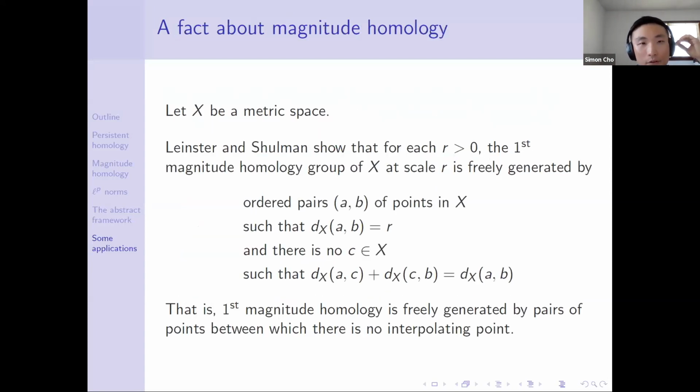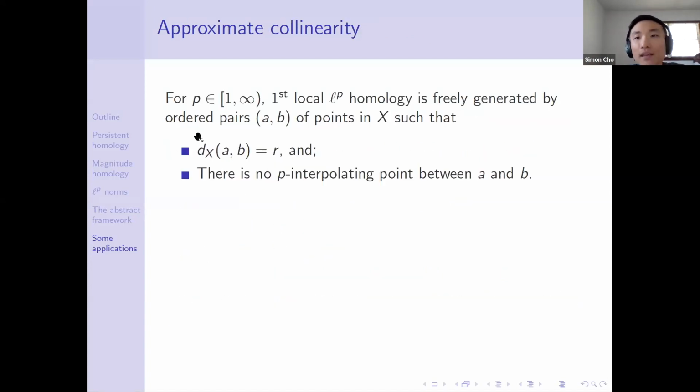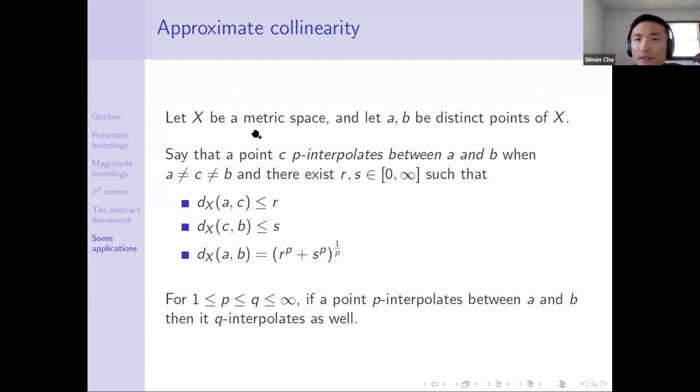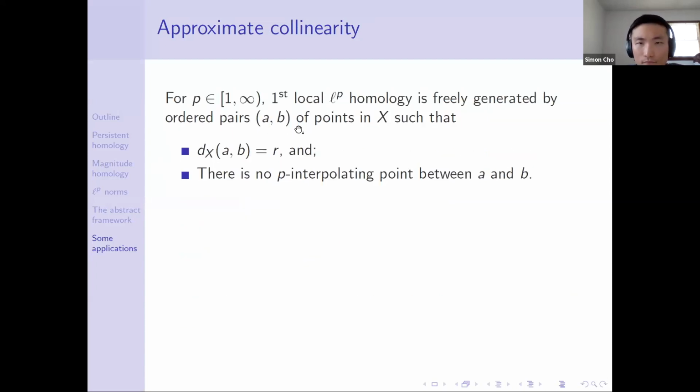So the exact same proof that Leinster and Shulman give for this result actually applies for any P between 1 and infinity. In this case, it actually has to be a strict metric space. So the first local LP homology is freely generated by ordered pairs of points such that their distance is exactly equal to R, and there is no P-interpolating point between A and B. So it's exactly the analog of the result for P equals 1, and exactly the same proof goes through.